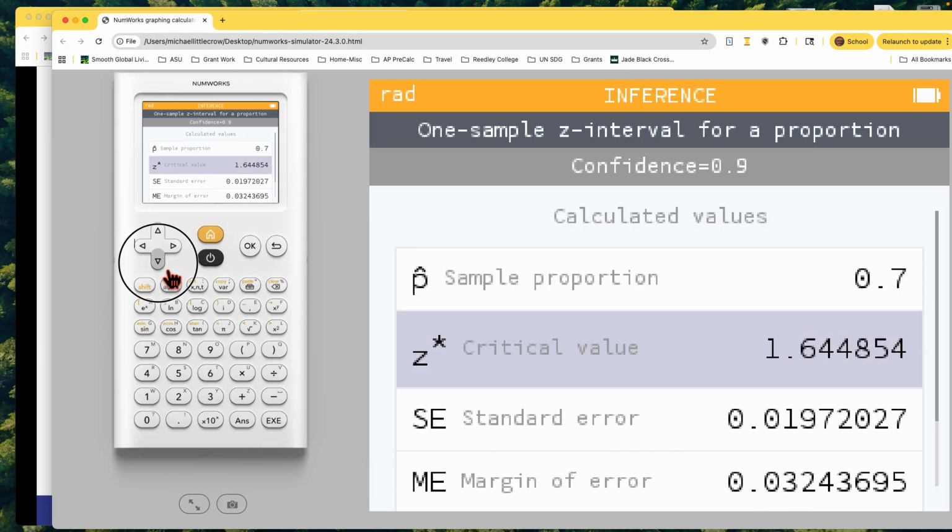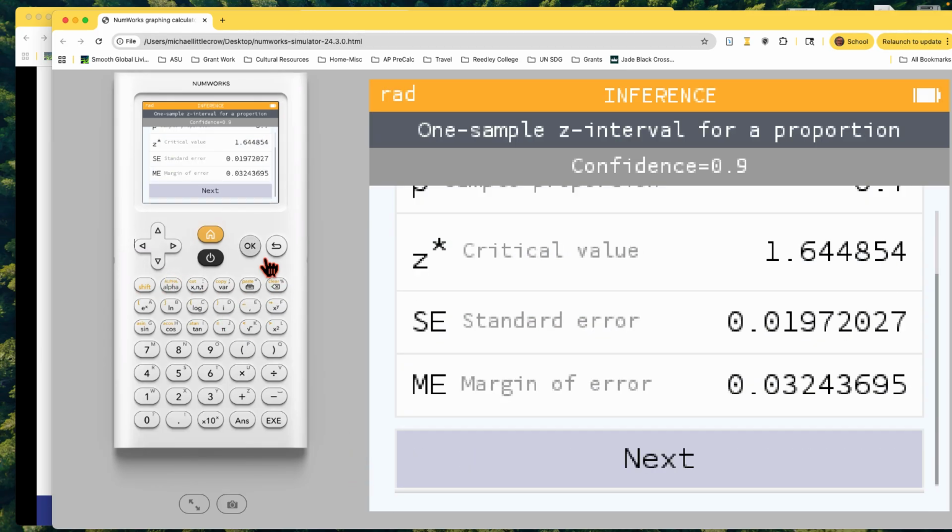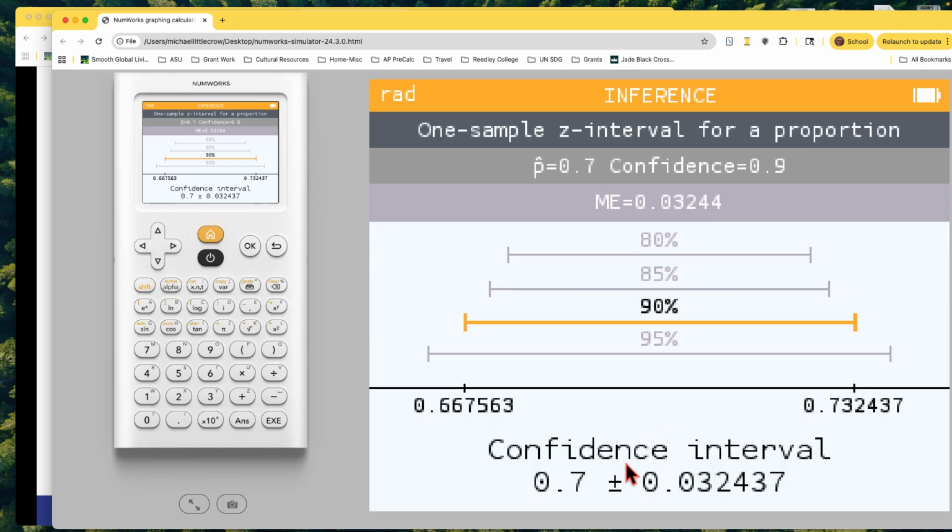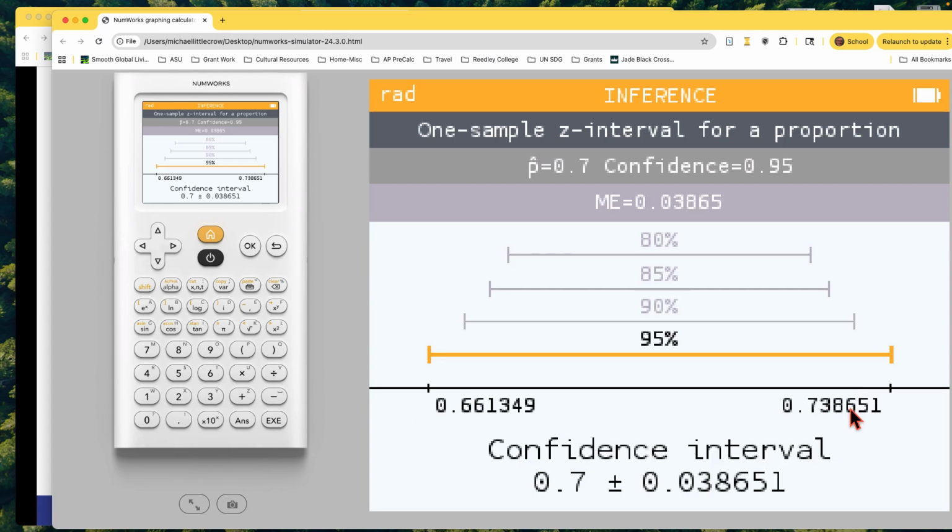And again, if you actually needed that confidence interval, it's right here. So 66.7% to 73.2%, that's what the population proportion should be, right? Or 95% confident, 90% confident. You want to be 95%, then we go to there, okay?